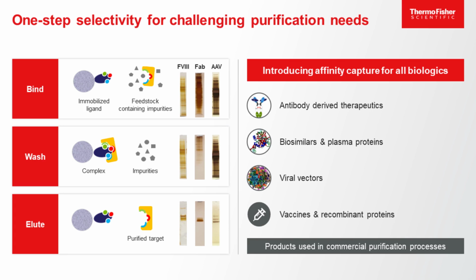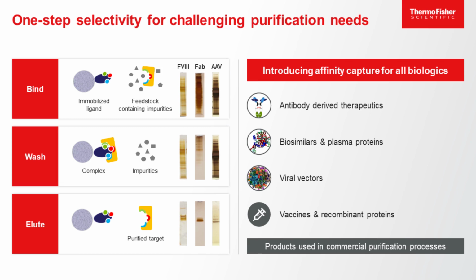This is the basic principle of affinity capture, which you probably all know. On the left-hand side, you can see the bind, wash, and elute. We design our ligands to be highly specific to the molecule of interest, which means that once immobilized on an appropriate solid support, we can capture the target of interest and not the impurities in your process. With a simple washing step, you improve the purity because you wash away the impurities. And then finally, you elute the product from the affinity resin.